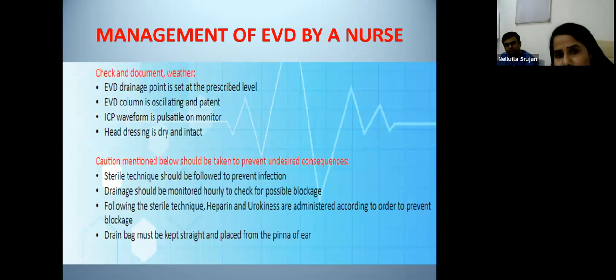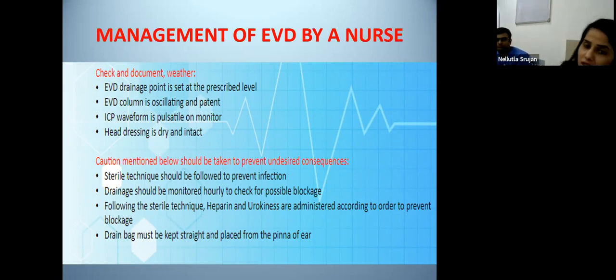As a nurse, what is our role here? What are we supposed to do here as a nurse? A nurse should be present during this procedure. She has to monitor the vital signs. Hourly monitoring has to be done, and she has to make sure the drain is patent, and that the head dressing is intact in position or not.